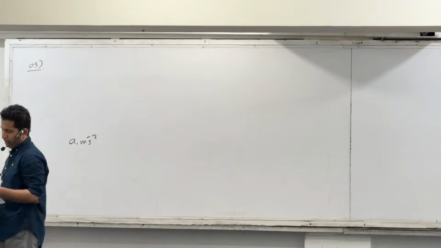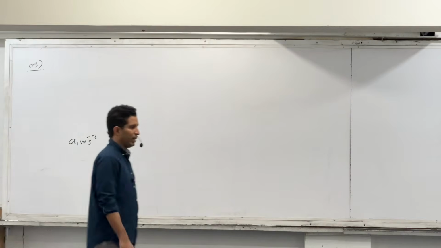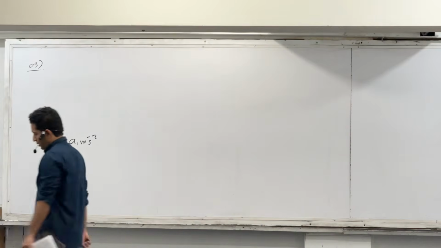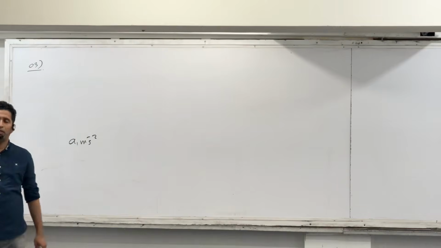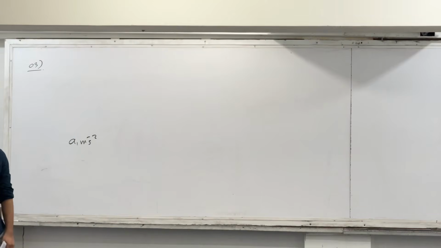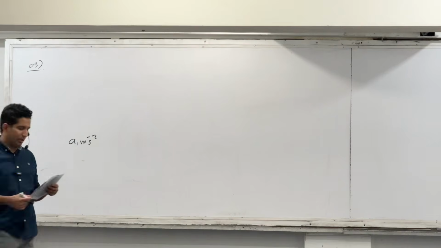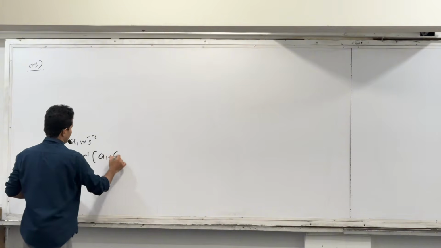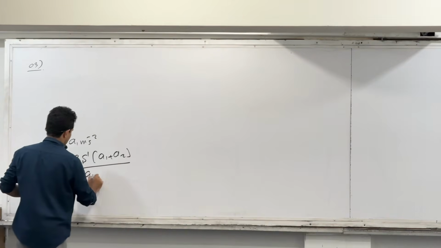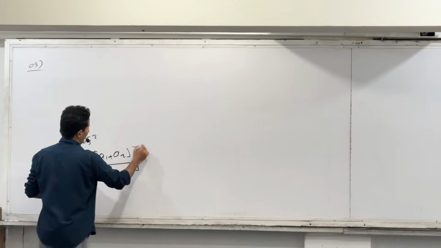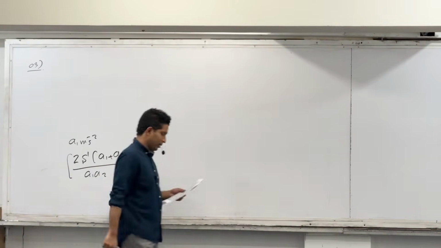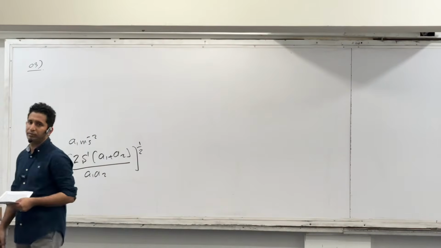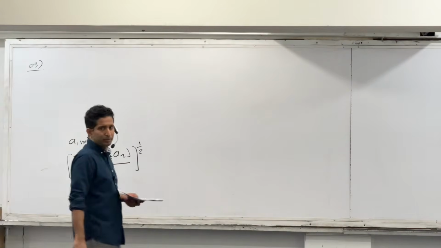If the displacement is capital S, show that the time taken is (2S (a1 + a2) / (a1 a2))^(1/2), and find the maximum velocity.